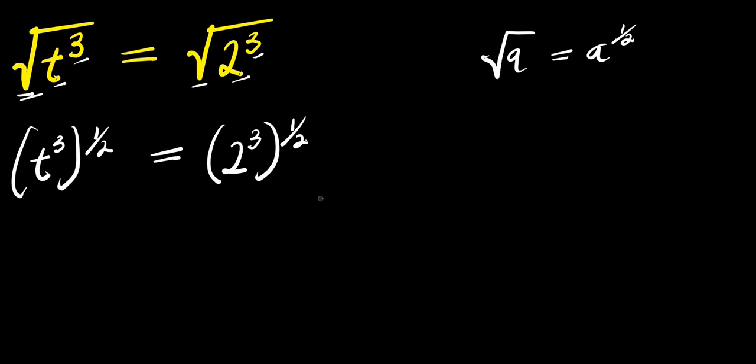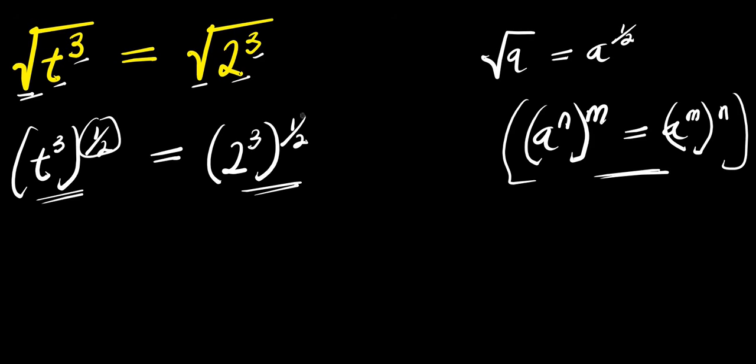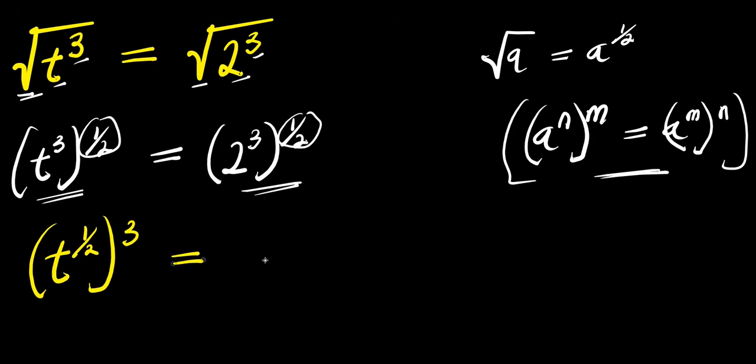Now, let's consider this identity. If you have a^m raised to the power of n, this equals a^n raised to the power of m. Applying this identity here and here, the powers switch. So we are simply going to have t^(1/2) raised to the power of 3, and this equals 2^(1/2) raised to the power of 3.